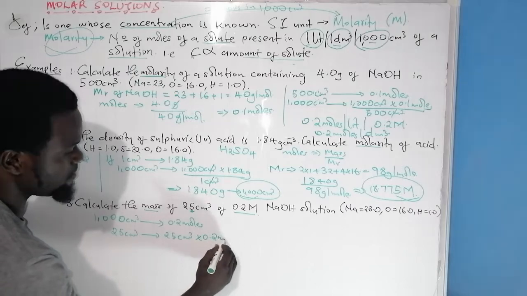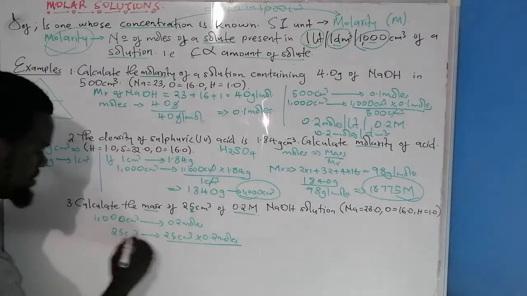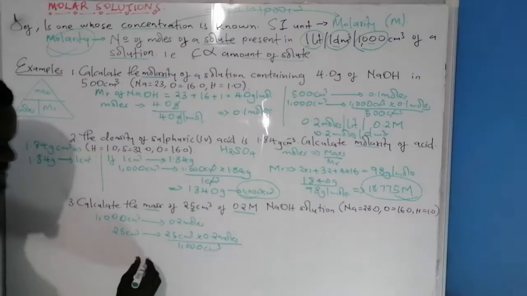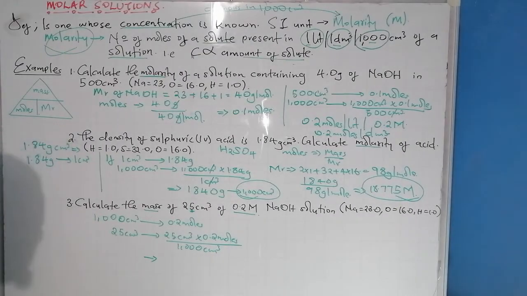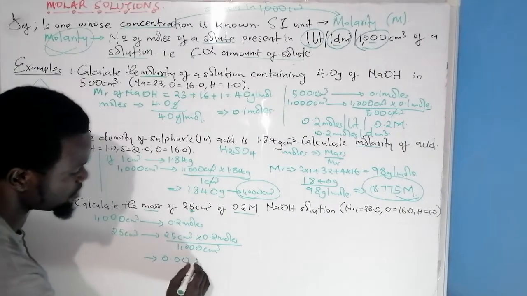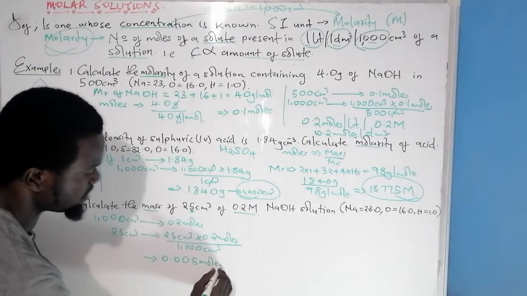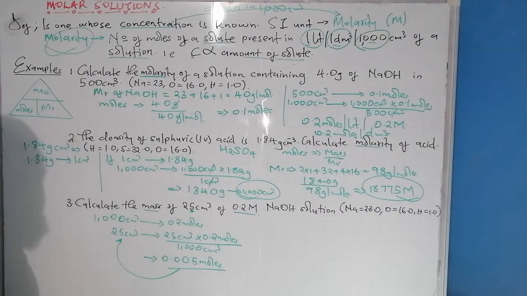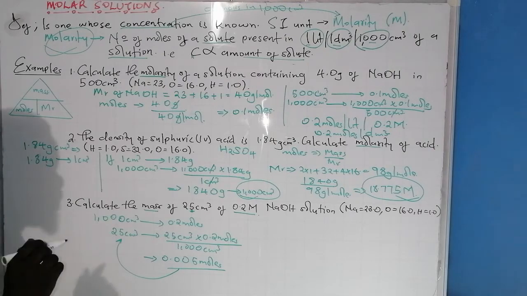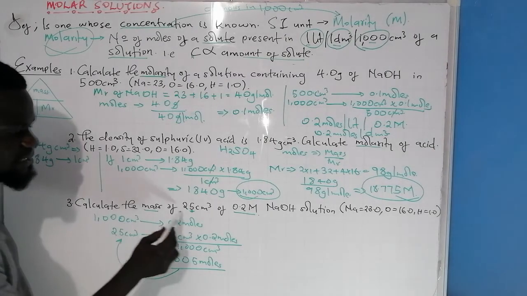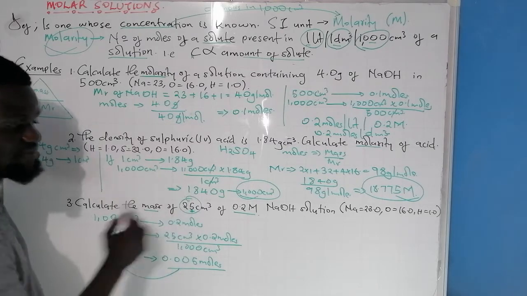It will be 25 cubic centimeter times 0.2 moles, everything divided by 1,000 cubic centimeter. The cubic centimeters will cancel, and when I have that in the calculator, I will get 0.005 moles. So these are the number of moles of sodium hydroxide that is contained in 25 cubic centimeter of the solution. Remember, we are asked to calculate the mass of 25 cubic centimeter.